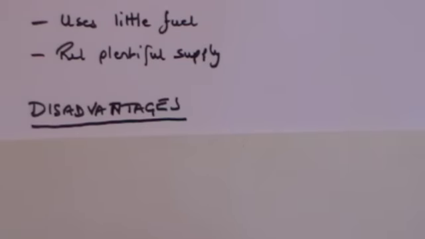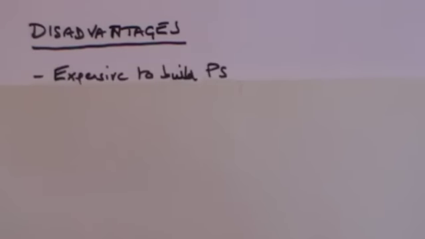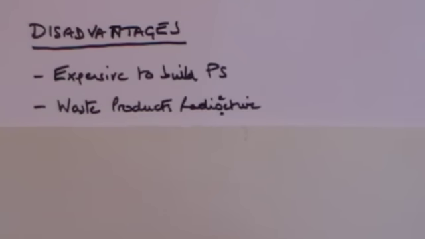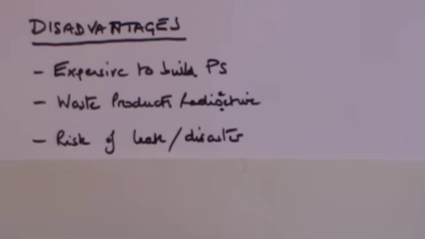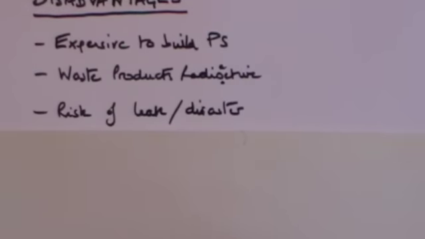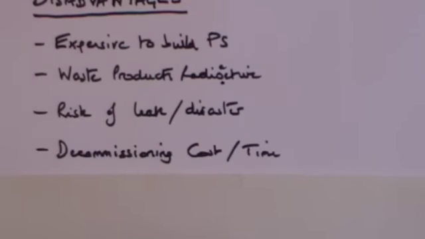But now let's look at some of the disadvantages that have to be taken into account. It's very expensive to build the power station because it has to be absolutely safe. The waste products that are produced are radioactive, so storage and disposal is going to be a problem. There will always be the risk of leaks and a major disaster in the area where the power station is sited. When the power station comes to the end of its life, there will be a heavy decommissioning cost, and it will probably take many years for that power station to be dismantled.